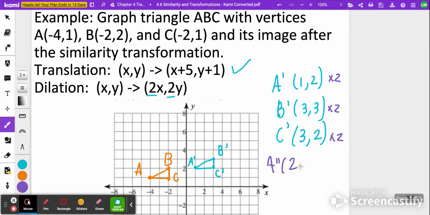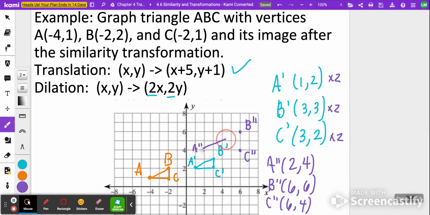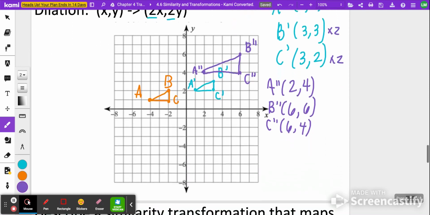So A double prime would be (2, 4). B double prime would be (6, 6). And C double prime would then be (6, 4). Let's go ahead and plot those new points on the coordinate plane. Here are my new points, A double prime, B double prime, and C double prime, and you should notice that the triangle has grown twice the size.